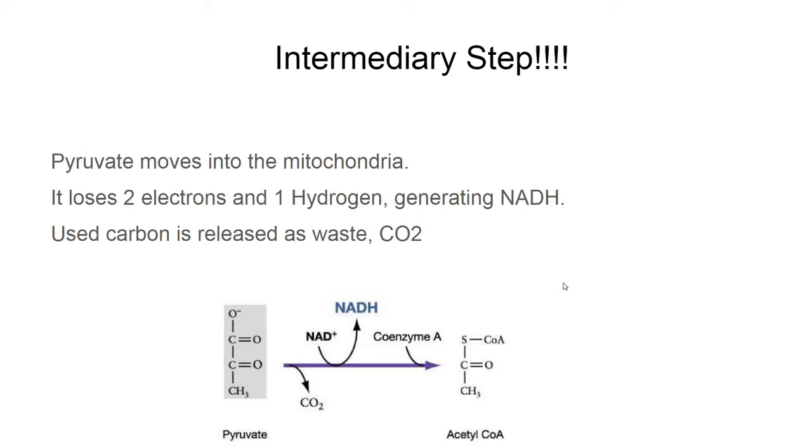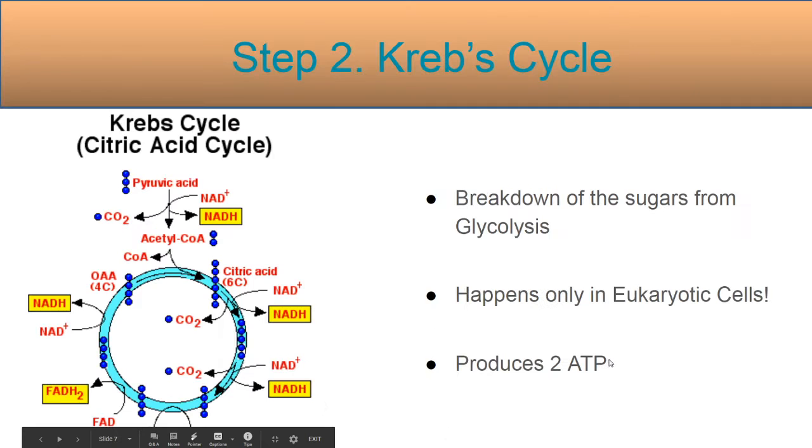Now, in order for the pyruvate to get there, it does need to get slightly changed. Basically, all we're doing is stripping it of a couple of electrons, generating some more electron energy acceptors. And this is where the CO2 waste gets kicked out. Then it enters the Krebs cycle, and you don't need to go through every step.